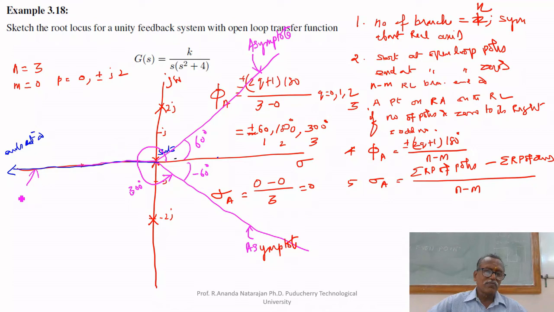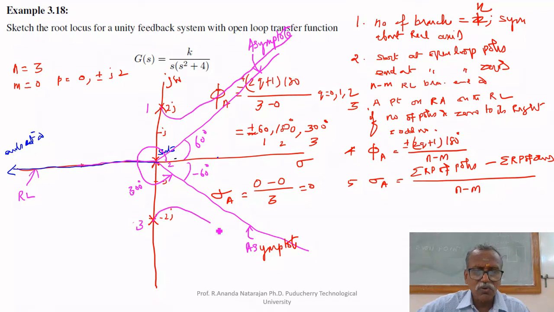One starts here, another one starts here, and the third starts here. The second one goes up to minus infinity. That's all. Now, this is one root locus, this is another root locus, this is another root locus. This goes up to infinity, this goes up to infinity, this also goes up to infinity, parallel to this, parallel to this. These two are parallel up to infinity. Asymptote and root locus are parallel up to infinity.